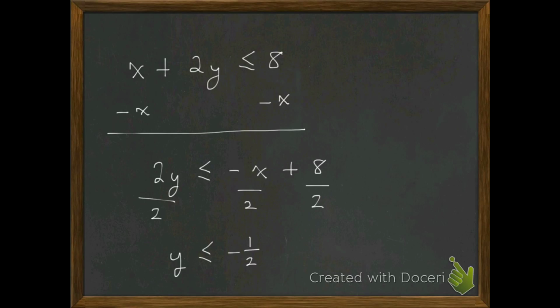So we have minus 1/2 x plus 4. So again, we don't change the sign there because we didn't multiply or divide by a negative number.